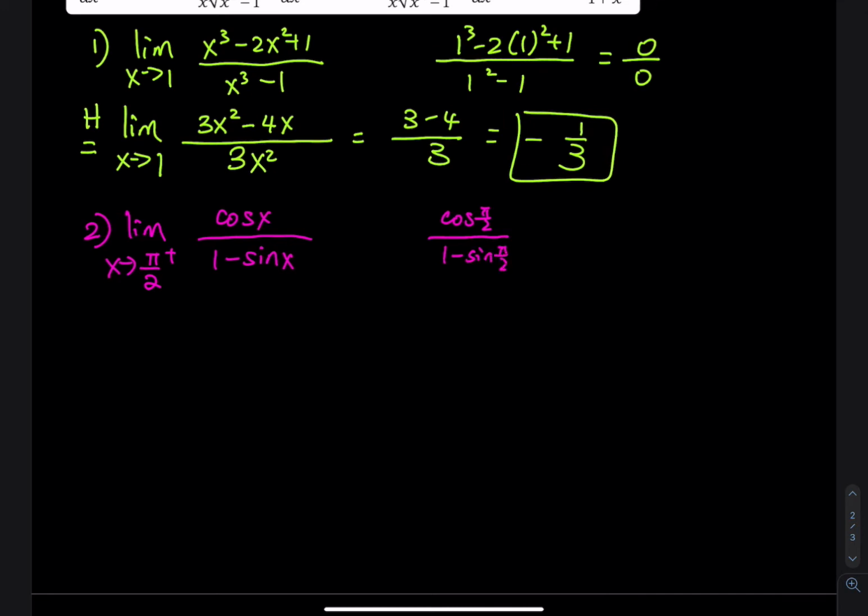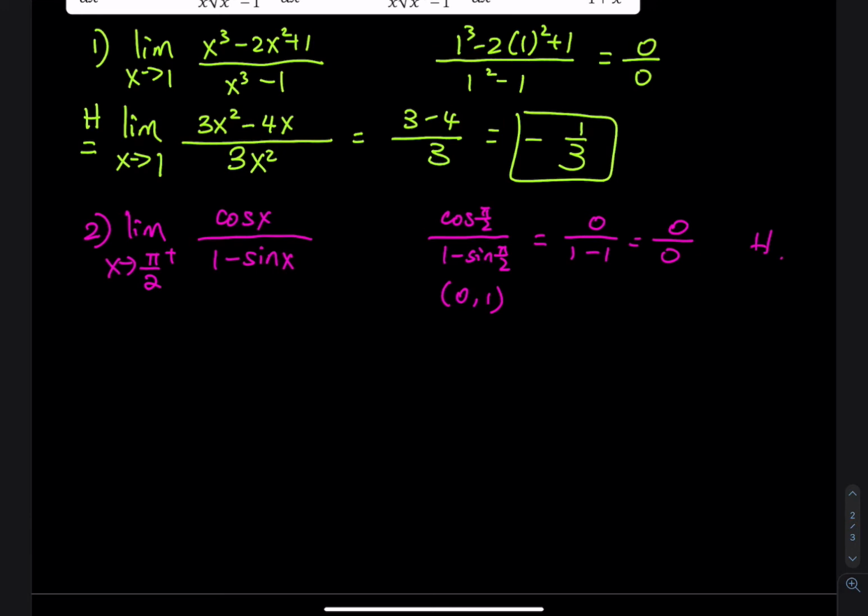Look at your unit circle. What is the coordinate of pi over 2? That is x equals 0, y equals 1, right? So this is 0 divided by 1 minus 1. So that is 0 over 0. So that means L'Hopital's rule is applied.